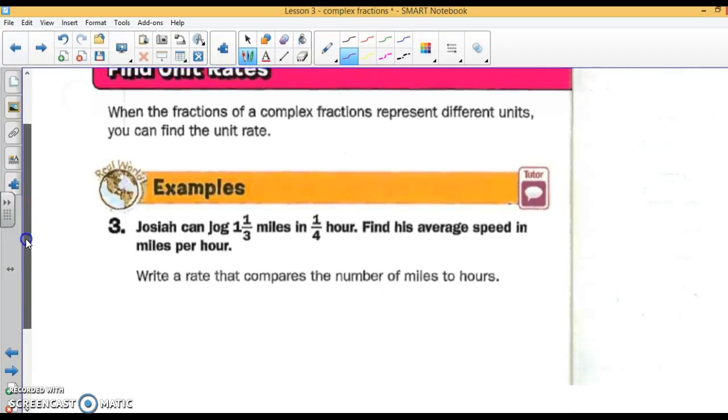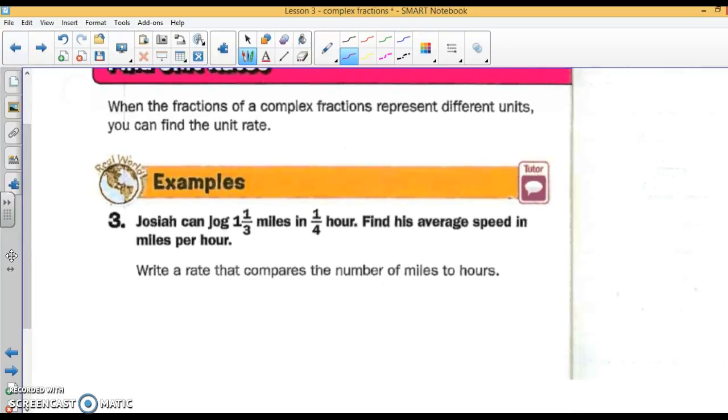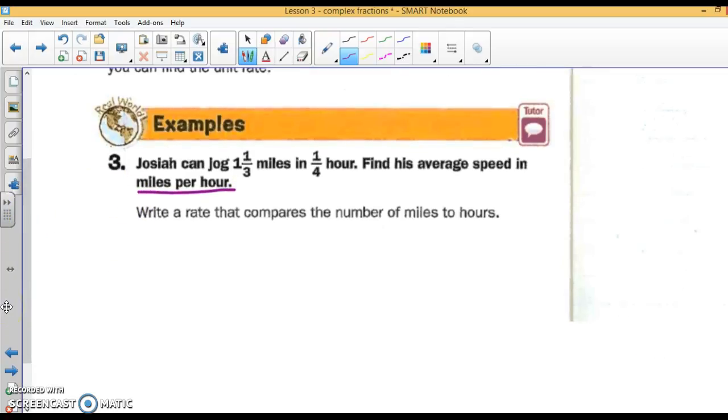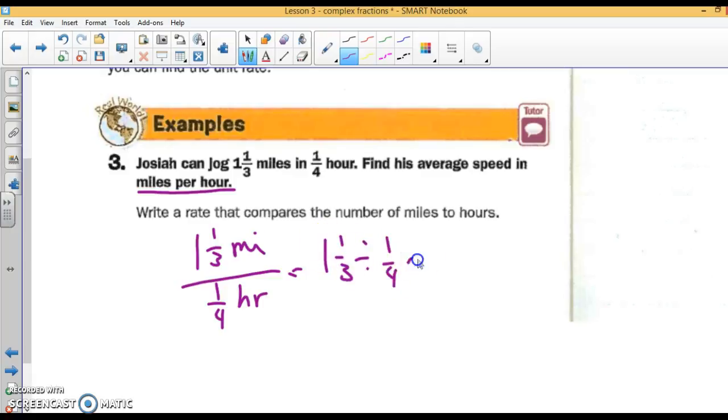All right. Let's look at these unit rate problems. Josiah can jog 1 1/3 miles in 1/4 of an hour. Find his average speed in miles per hour. That's telling you miles per hour. So 1 1/3 miles for every 1/4 hour. So we would divide. I'm going to use a calculator on this. 1 1/3 divided by 1/4, and it'll give you 5 1/3 miles per hour.